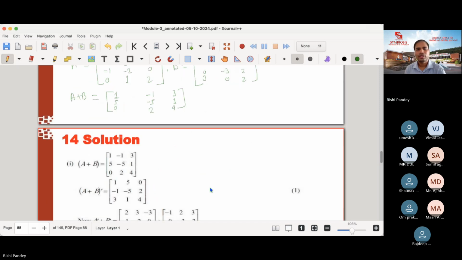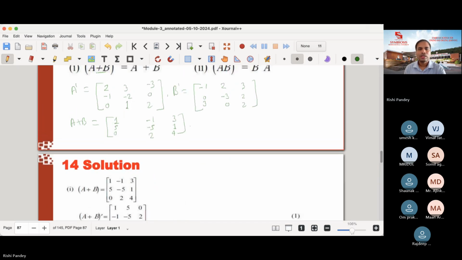Okay. Clear? Now the transpose of this matrix. So we can write what? Row in the column form. So 1, minus 1, 3. Okay. And again, 5, minus 5, 1. Again, 0, 2, 4. This is called A plus B transpose.